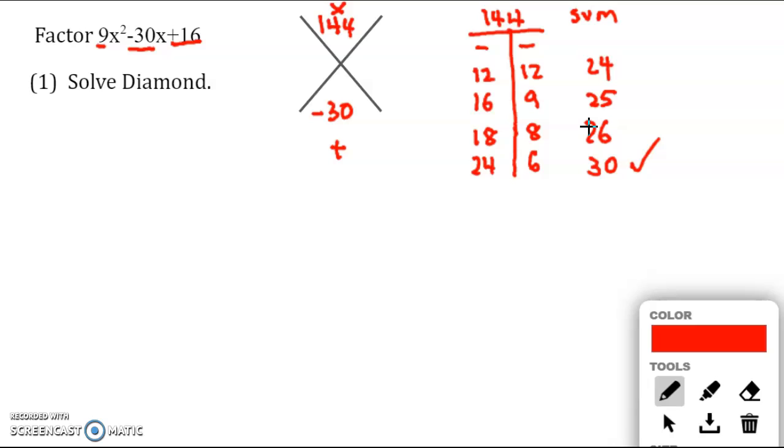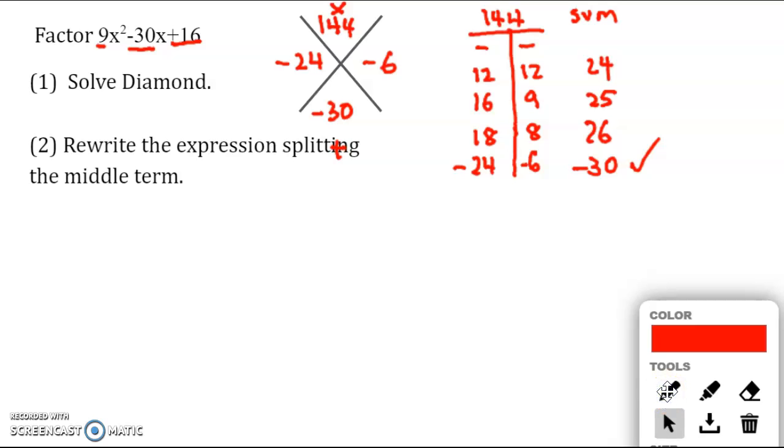And now to get negative 30, we have to have negative 24 and negative 6, so that the sum is going to be negative 30. So I figured out that it's going to be negative 24 and negative 6.